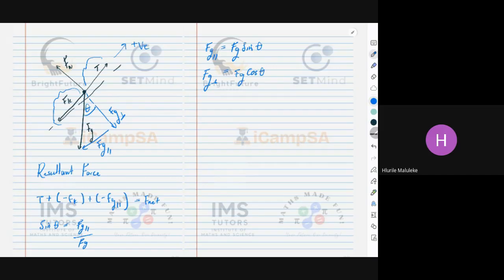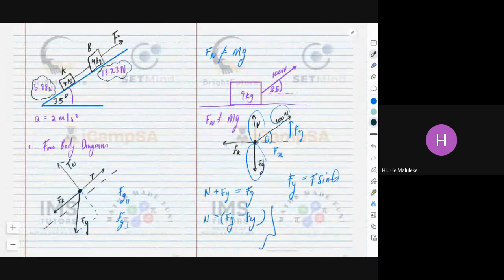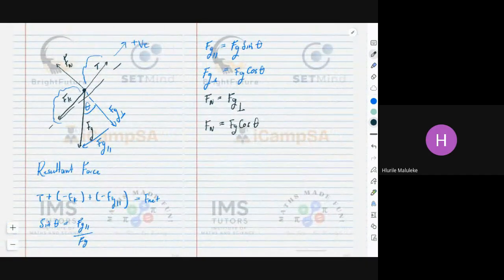Remember. So in this case, I said your Fn is no longer equal to your Fg. That means your Fn is now equal to Fg perpendicular. That means Fn equals Fg cos theta. Okay. Please remember this. Don't forget. Then you can calculate whatever they want from you.